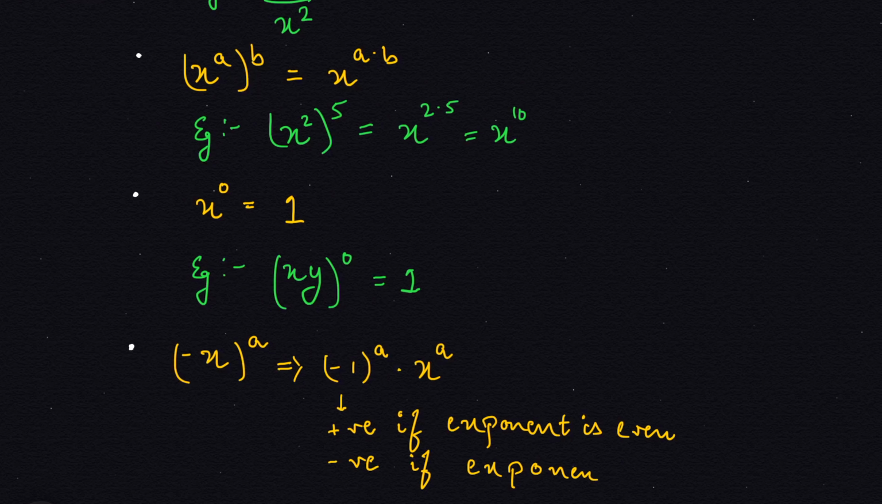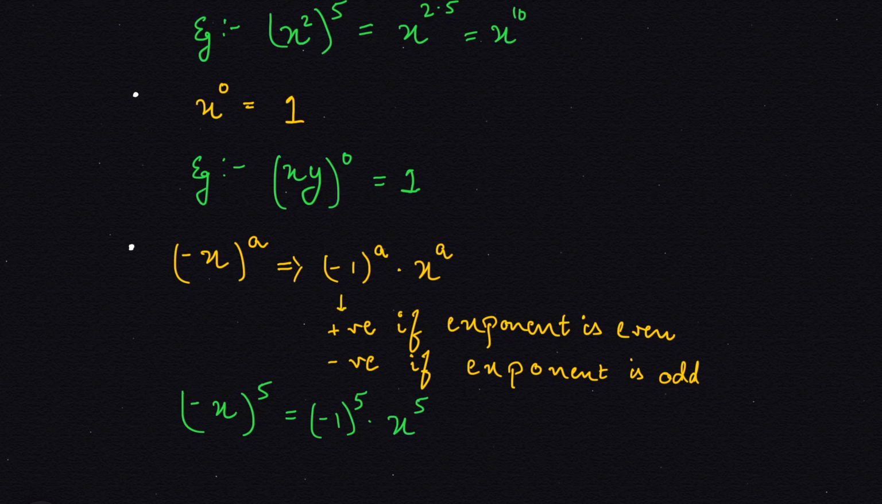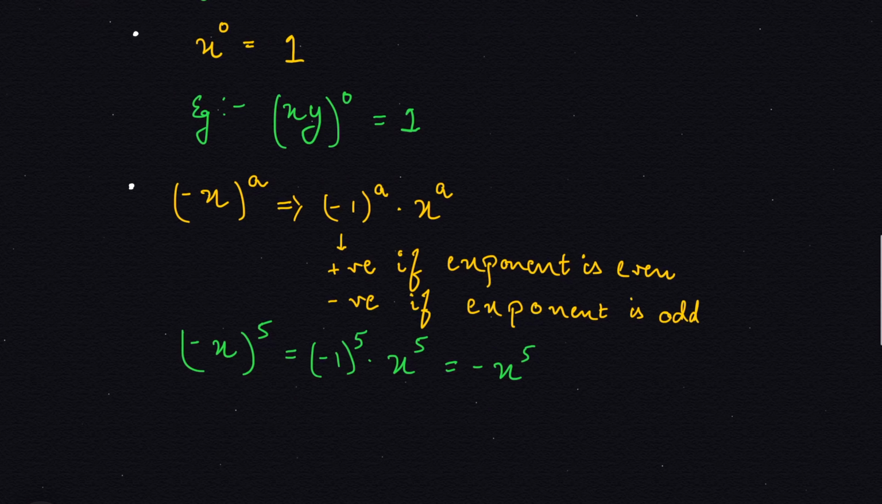Let's explain this with an example as well. Coming to the example, if I say minus x raised to the power 5, this can be written as minus 1 raised to the power 5 into x raised to the power 5, which is minus x raised to the power 5. We can see that yes, our result is negative.